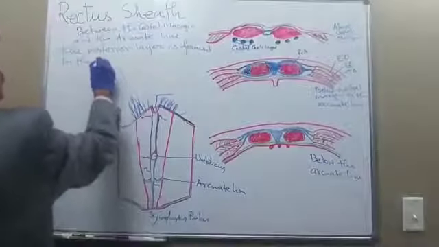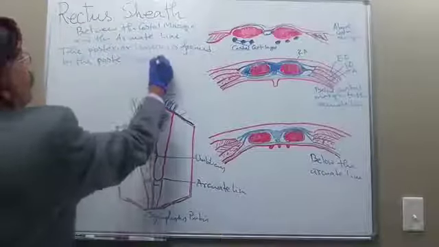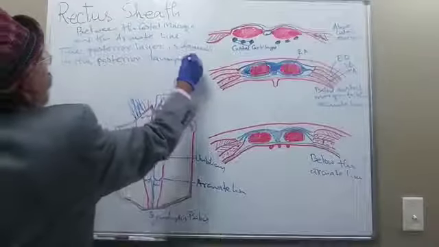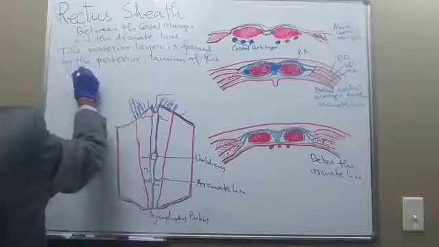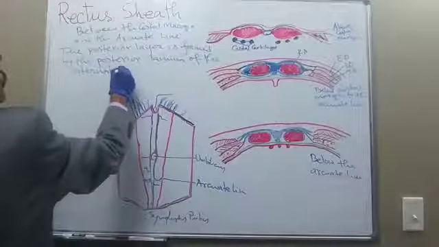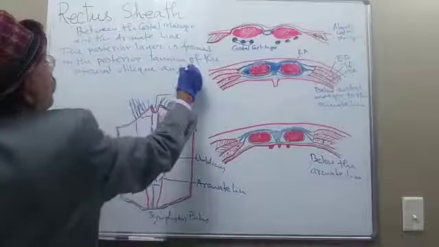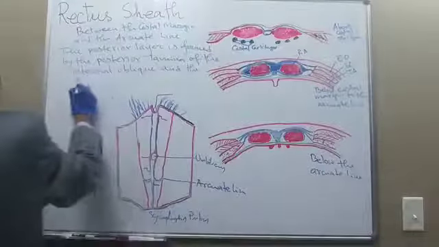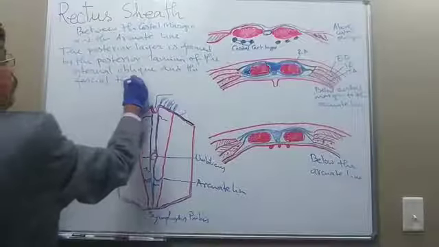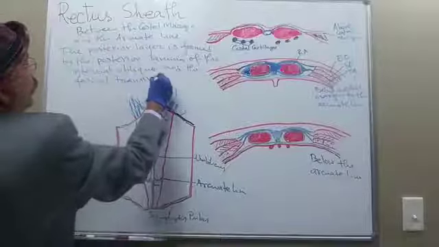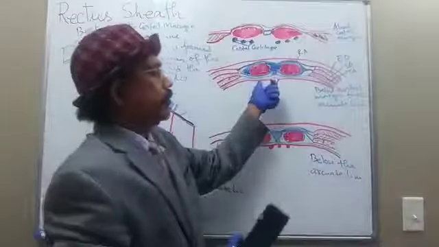By the posterior lamina of the internal oblique and the fascia transversalis. Okay, it is supported by the parietal peritoneum.